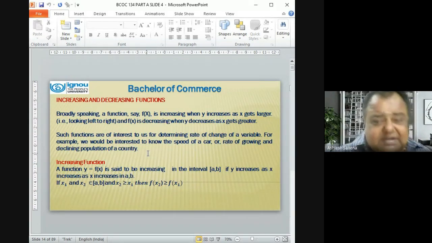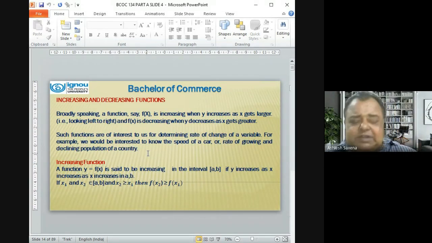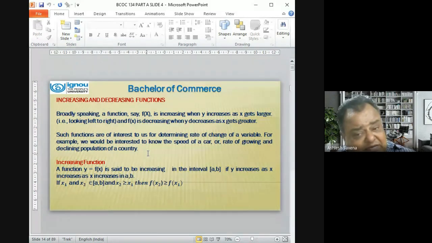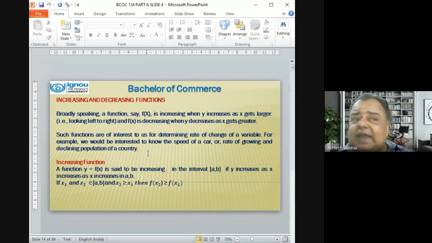For an increasing function, a function y is equal to f(x) is said to be increasing for the interval (a, b) if y increases as x increases in (a, b); a, b are your two values. If x1 and x2 belong to (a, b) and x2 is greater than or equal to x1, then the function at x2 will be greater than or equal to the function at x1. We'll see how.